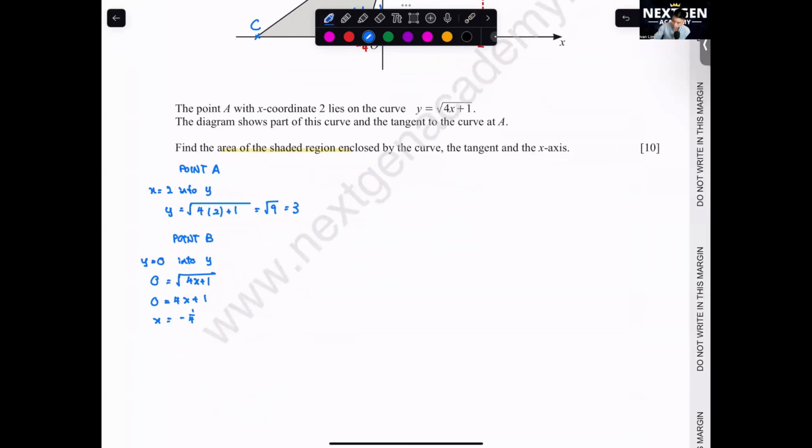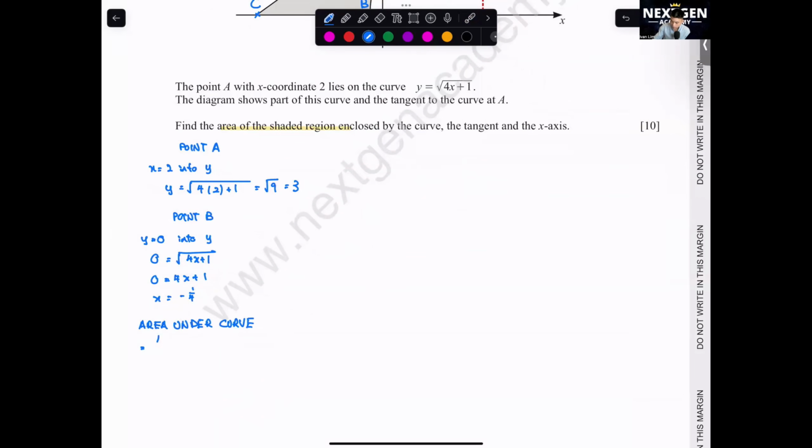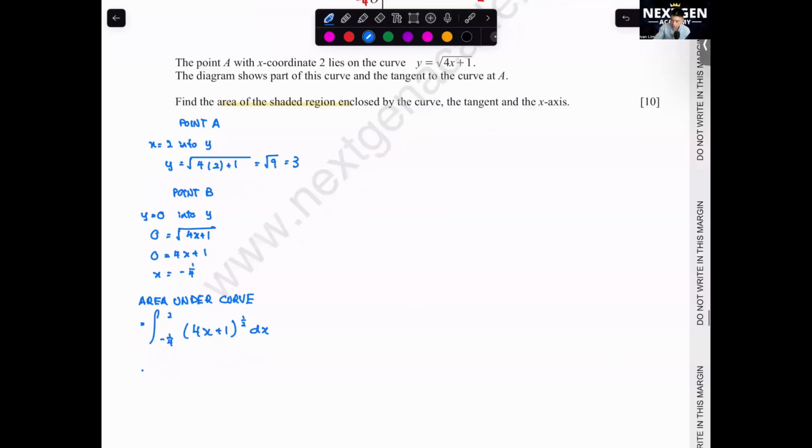So area under curve, we will integrate from negative 1 over 4 to 2 square root of 4x plus 1. This one will be 4x plus 1 to the power of 1 over 2 dx. All right, so let's integrate this. We will get 4x plus 1 to the power of 3 over 2, over 3 over 2 times 4, from negative 1 over 4 to 2.